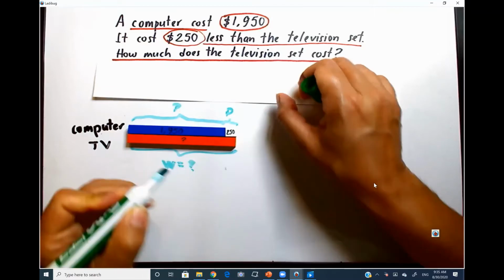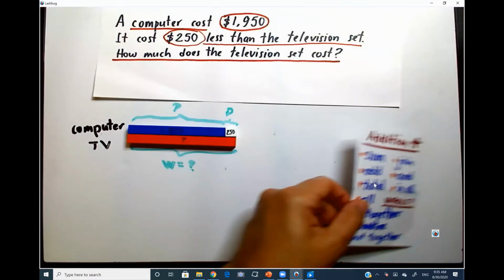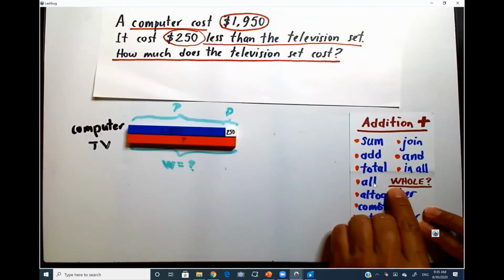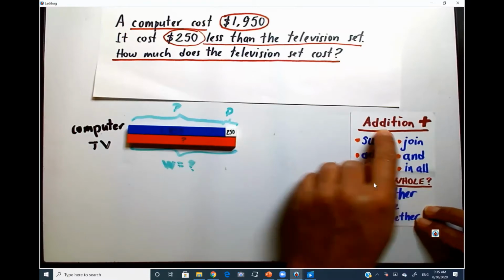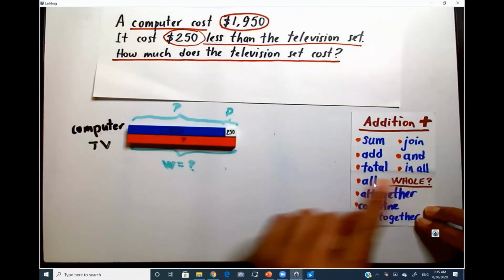And when we don't know the whole, we're going to do addition. So let's look at some of the keywords, and I added a new one. When we're trying to find the whole, we're going to do addition. Even though here it says less than, don't get tricked by that. We're trying to find the whole, so we're going to do addition.